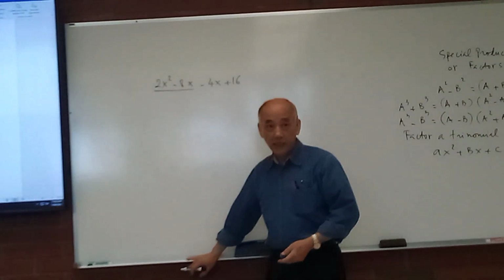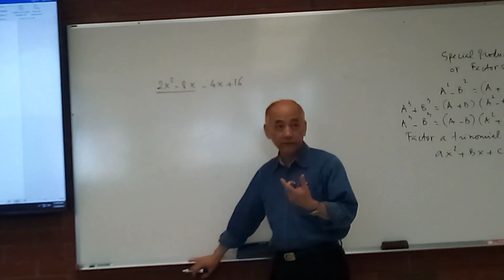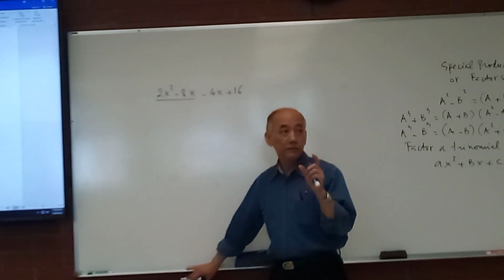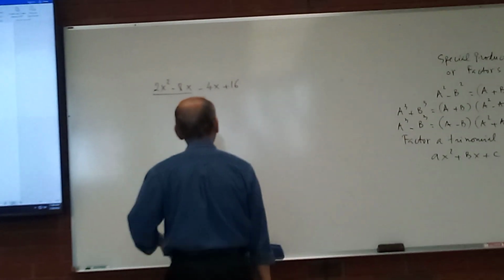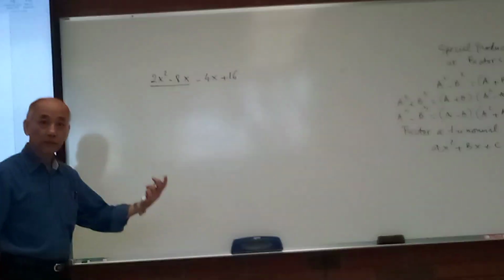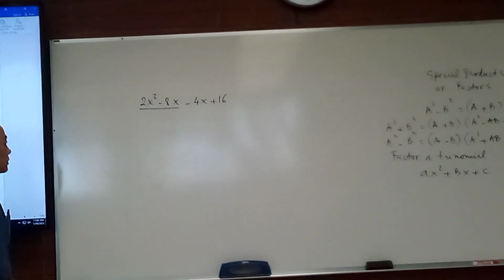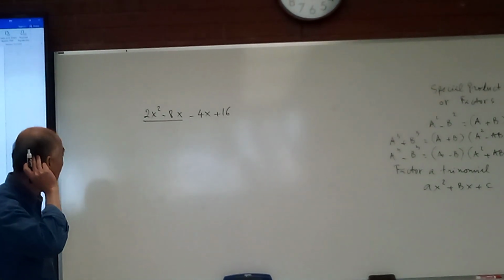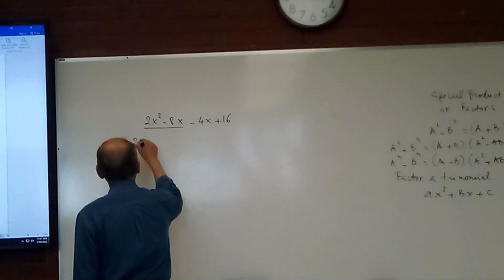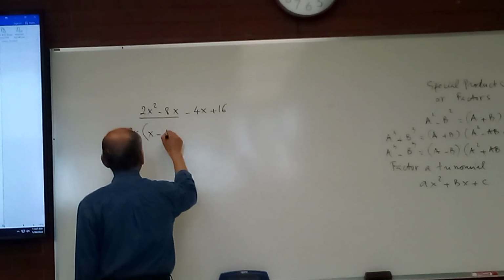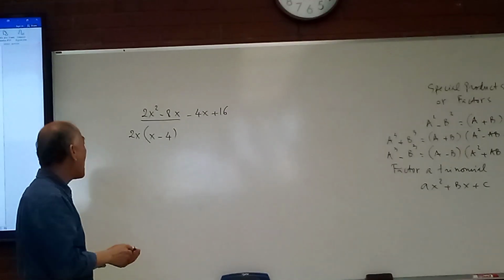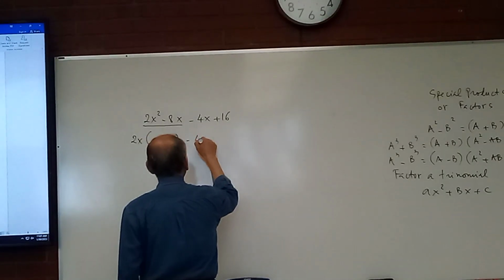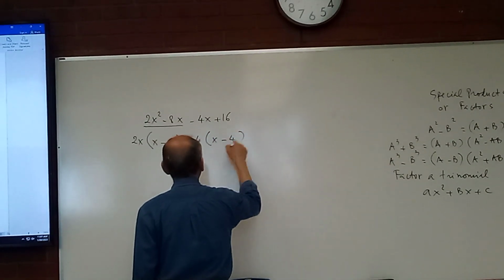Go back to the key for this one. You always want to factor out the greatest common factor first, so it makes the problem simpler. If you don't see that, just complete the grouping. What would the greatest common factor be? 2x. So that would be x minus 4. What could be the greatest common factor of the second one? Negative 4. So x minus 4.